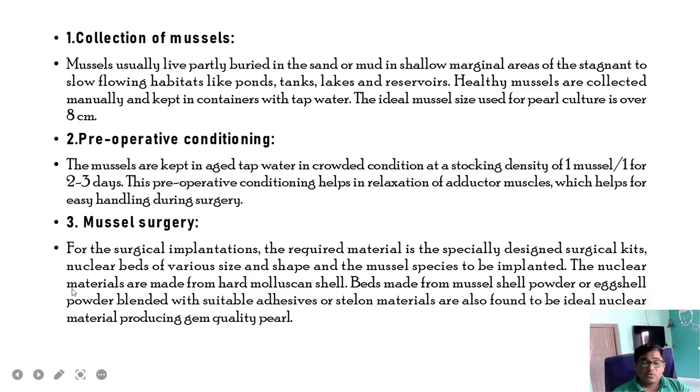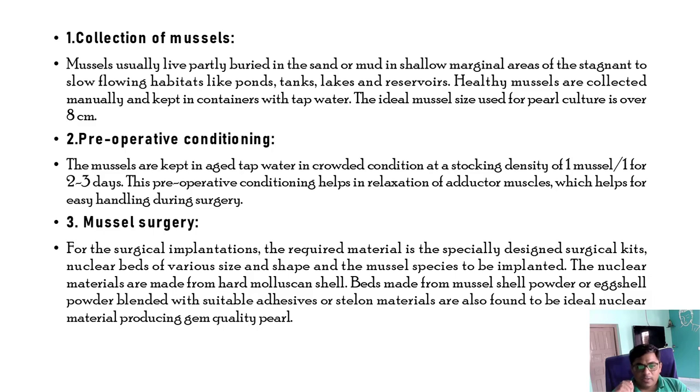The mussels that we have collected from the natural habitat are kept in aged tap water in crowded conditions at a stocking density of one mussel per one liter for 2 to 3 days. And this preoperative conditioning helps in relaxation of adductor muscles, which helps for easy handling during the surgery. Then the third step is the mussel surgery. For the surgical implantation, the required material is specially designed surgical kits. We have to use the surgical kits, and that surgical kit is specially designed only for the surgical implantations.